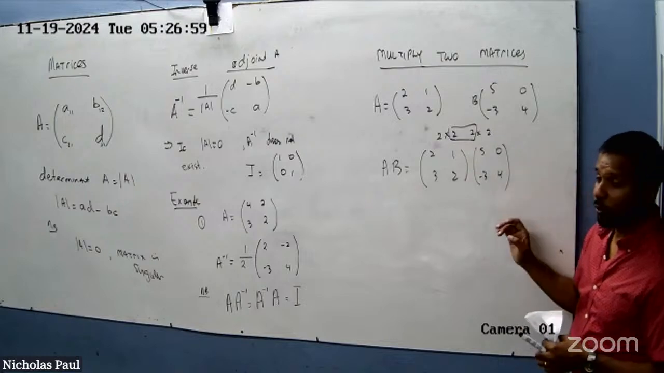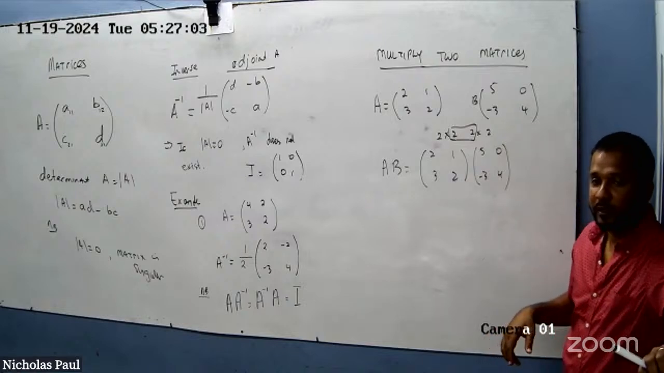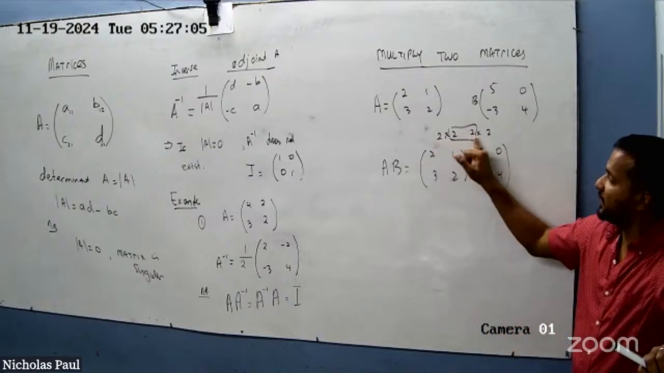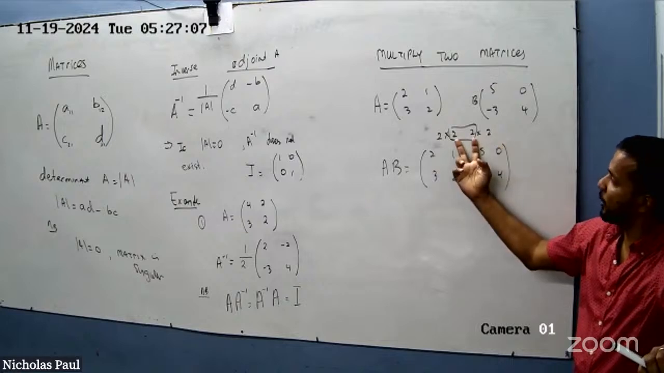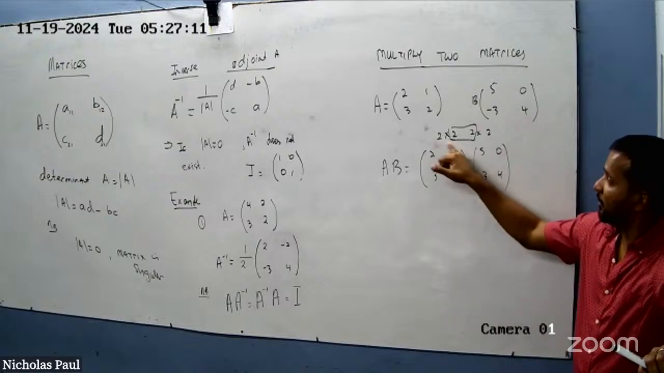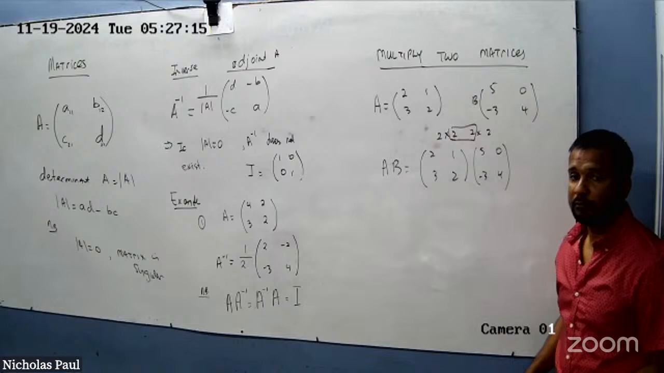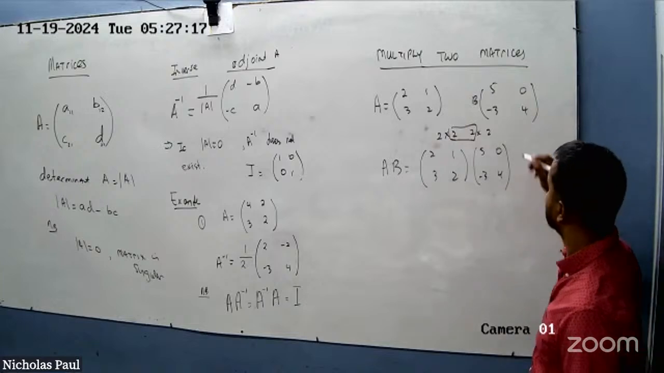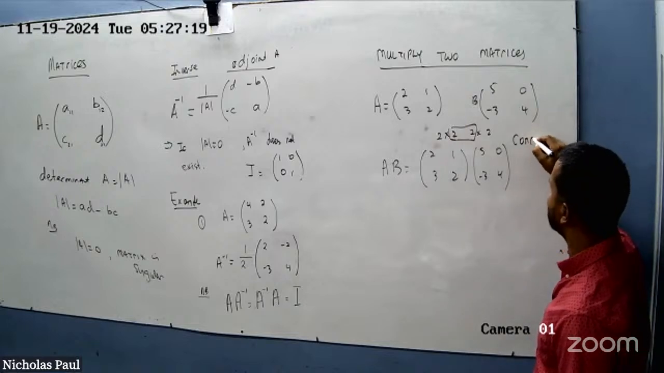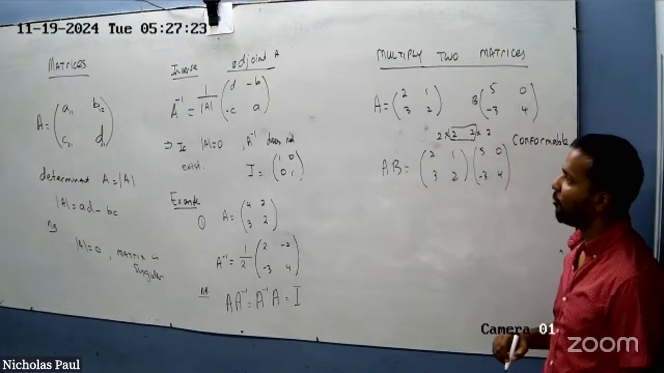All you have to do is write down the size of each matrix and see if the two adjacent numbers are the same. Write down the size and see if these two are the same. That's to make sure it's conformable. Once it's conformable, you're good to go.